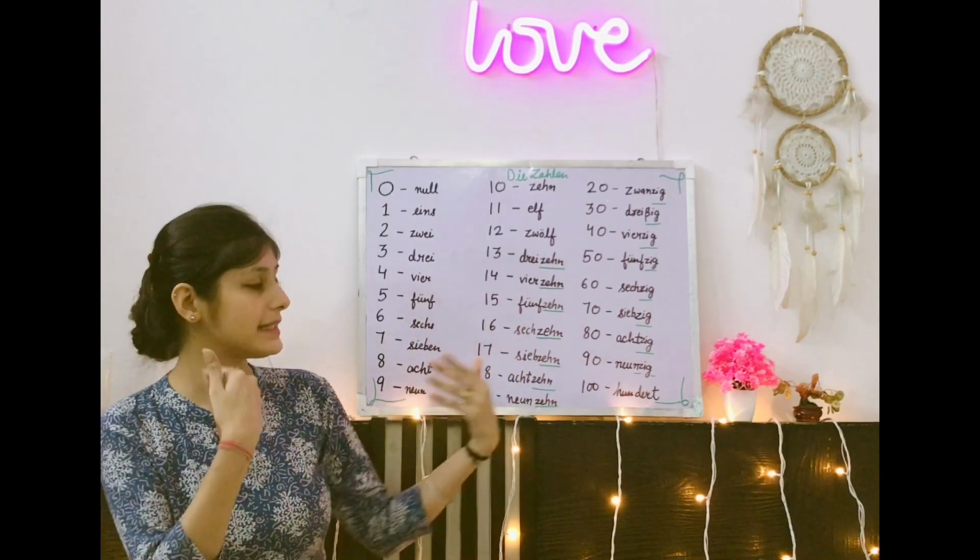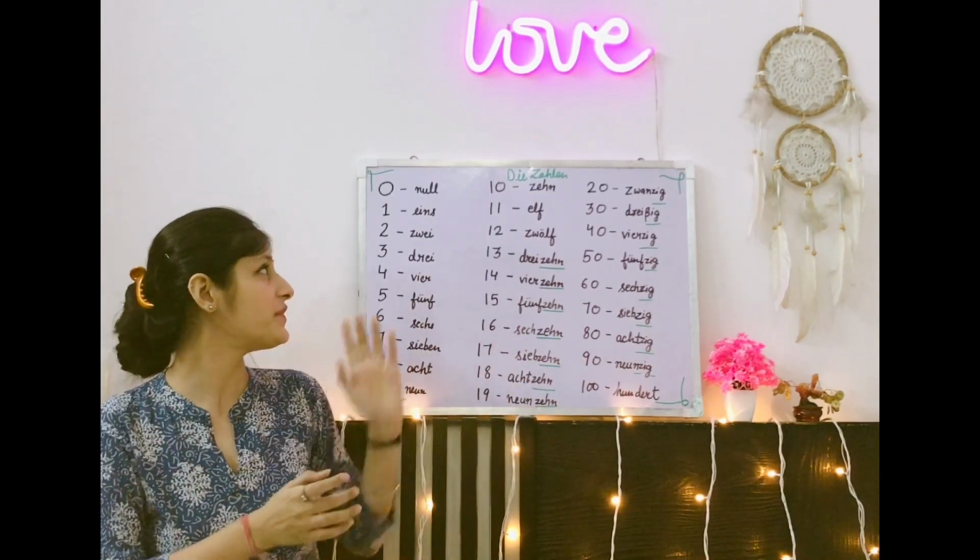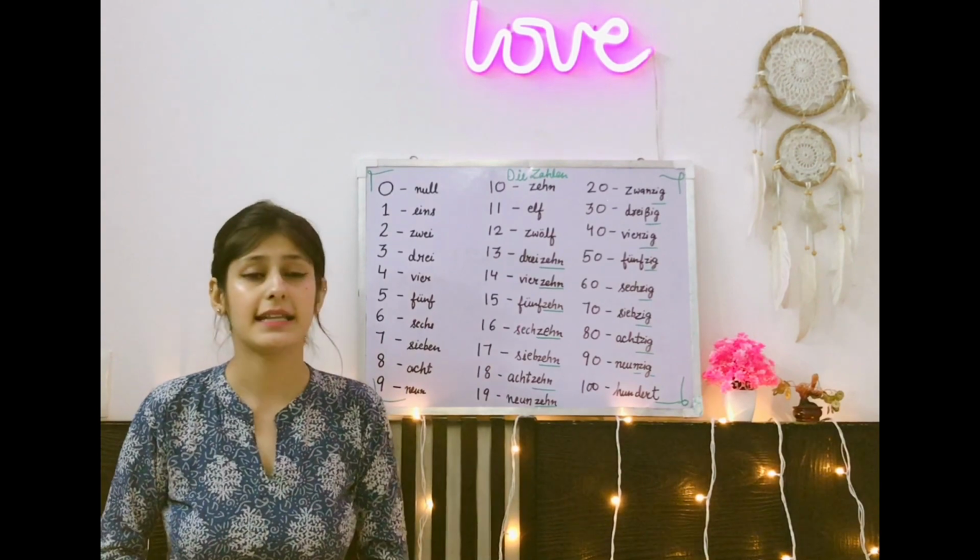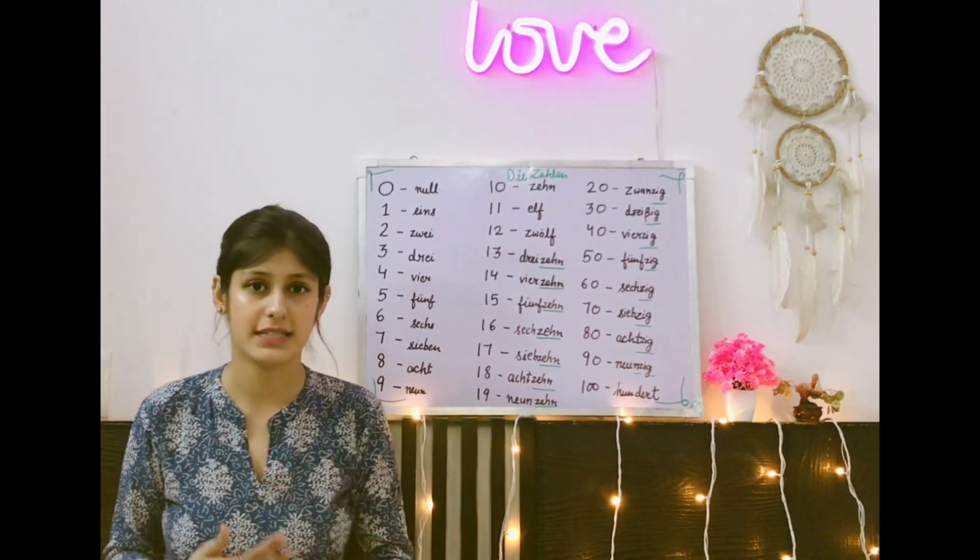Now I hope this is clear to you. We have done 0 to 20, then 30, 40, 50, 60, 70, 80, 90, 100.